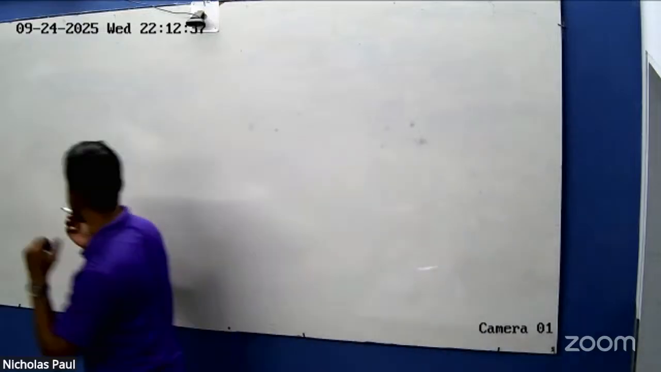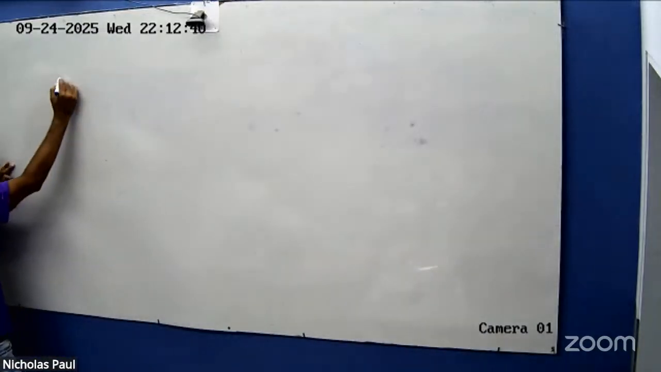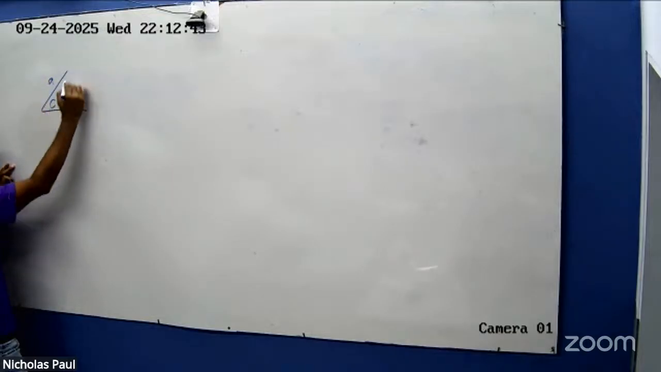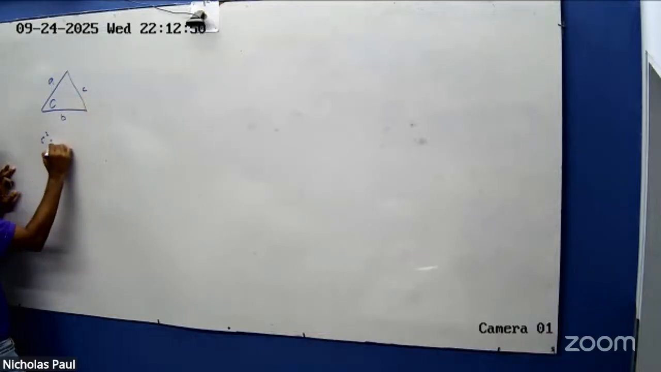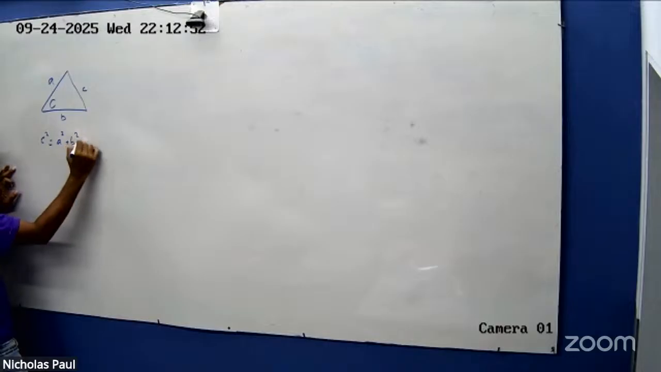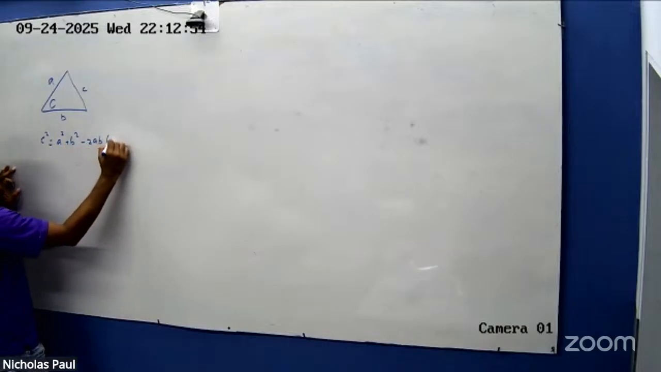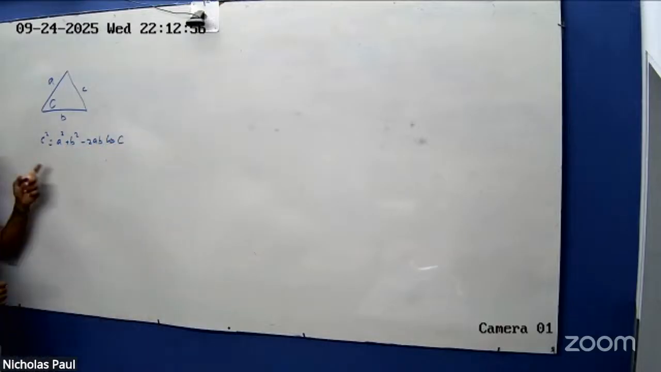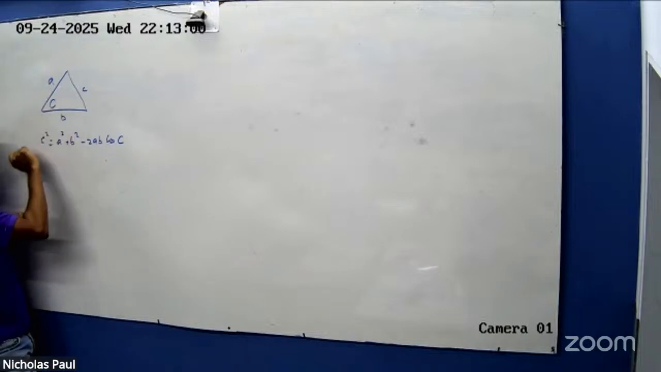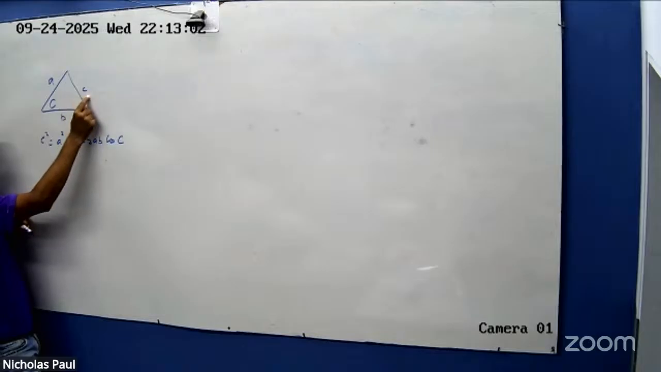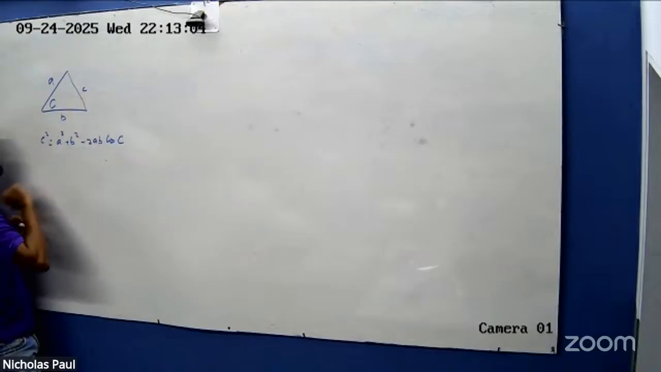Right? So cosine rule. If we had two lines, A and B, and the angle in the middle, and you want to find C, cosine rule, right? So that will be C squared. You want to find C. C squared is A squared plus B squared minus 2AB cosine C. That's cosine rule, right? So cosine rule, two lengths and the angle in the middle, and you want to find the opposite length, cosine rule, right?